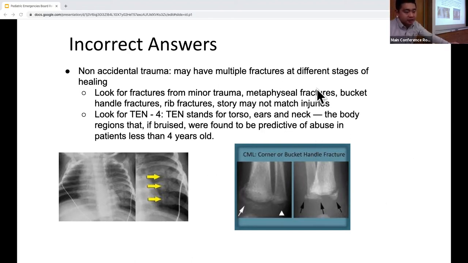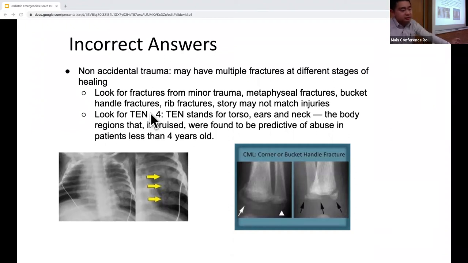One mnemonic we like to think about is called 10-4. So 10 is torso, ears, and neck, and 4 is 4 years old. So any sort of bruising of the torso, ears, and neck under 4 is pretty suspicious. And then any bruising at all for under 4 months is also suspicious.